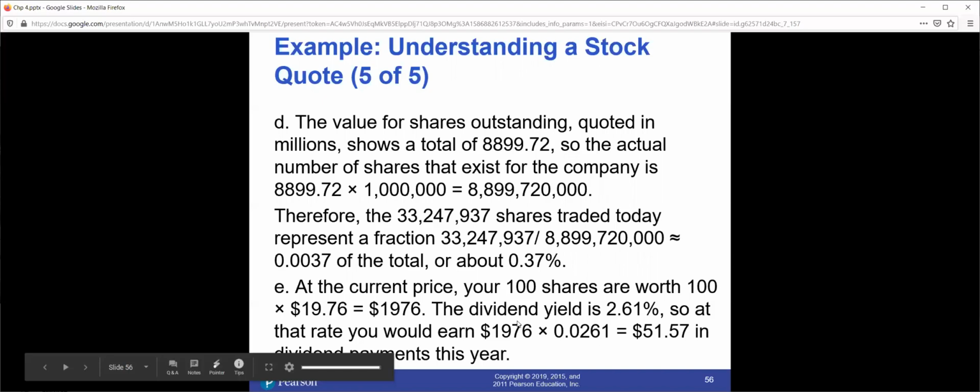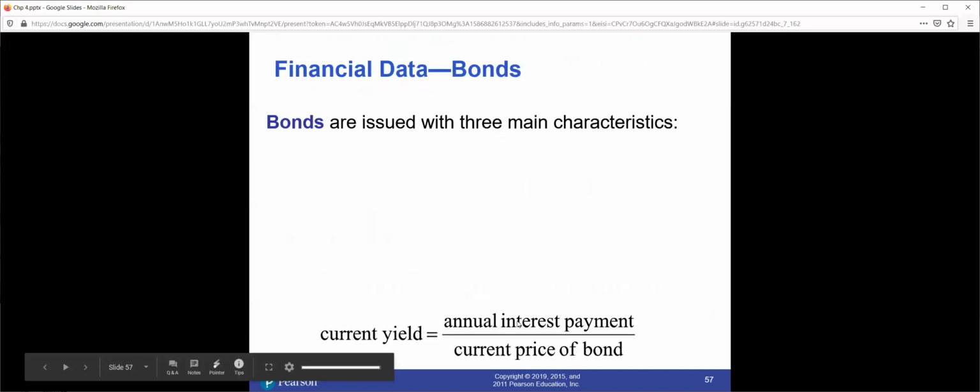But if you owned 100 shares, you'd have a little under $2,000. Given a dividend yield of $2.61, you could expect to earn a little over $50 in dividend payments, according to prices as they sat at the recording of this slideshow. When you did this yourself, you probably found these numbers different. If they were different, feel free to comment down below your thoughts and opinions on that. Have a conversation with your fellow classmates.